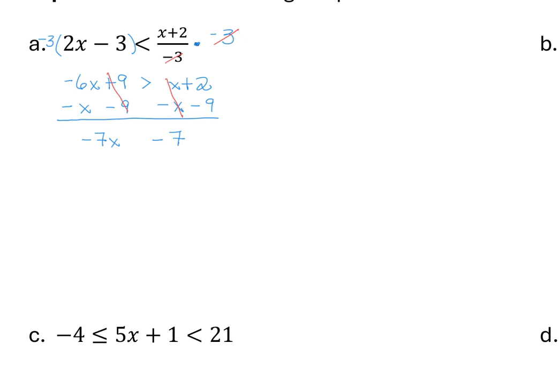We did not multiply or divide by a negative, so we are going to leave our inequality as it is. From there, we want to divide by the coefficient, so we're going to divide by negative 7. We get x on the left side, we get 1 on the right side. And here, because we did divide by a negative, we do need to flip our inequality sign. And so our answer is x is less than 1.